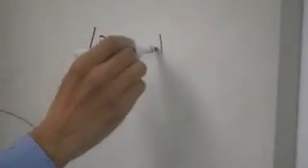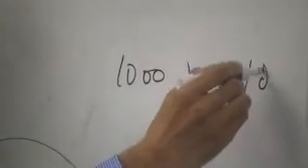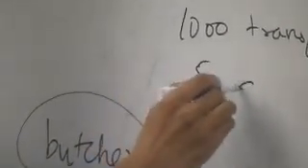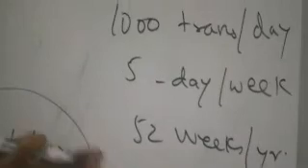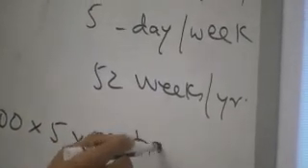So again, we have 1,000 transactions per day. It's a 5-day work week, and you have 52 weeks per year, right? So find how many transactions there are per year. So it's going to be 1,000 times 5 times 52, right? Per day, per week, per year. So just multiply all this. So you have basically that many transactions, isn't it?